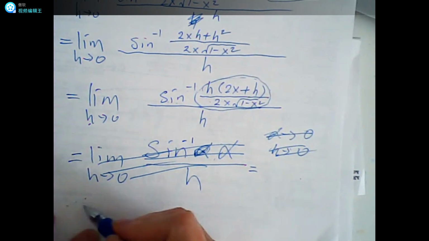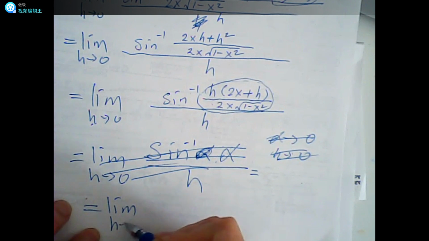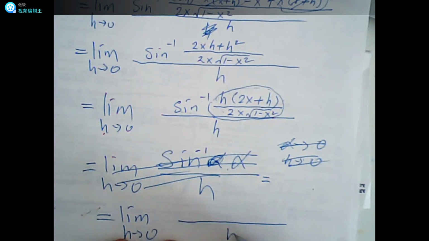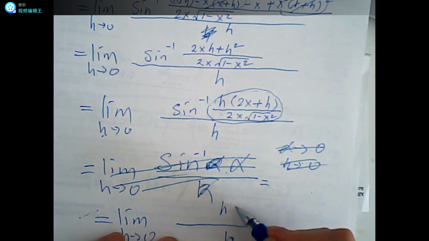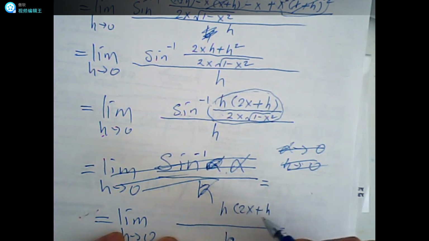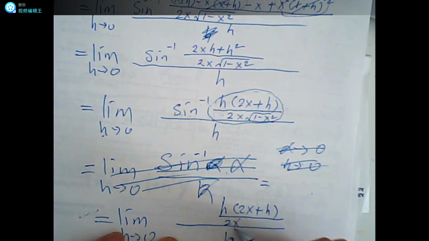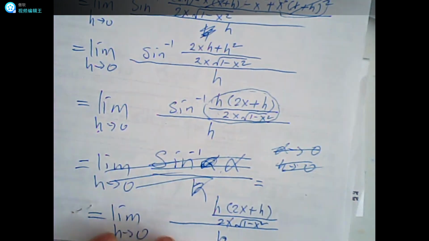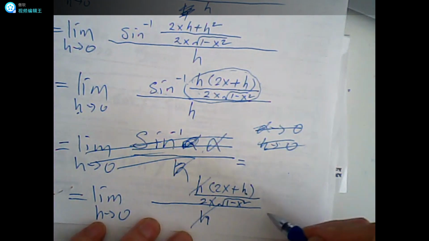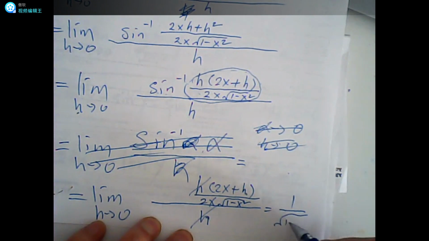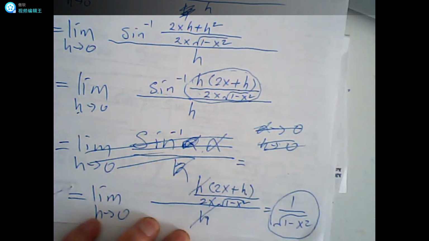Okay? So this one is equal to the limit as h goes to 0, h here, and we can forget arcsine. This is h, 2x plus h over 2x square root of 1 minus x square. H cancels out. Okay. H equals 0, 2x cancels out, and it is equal to 1 over. Oh, bingo.